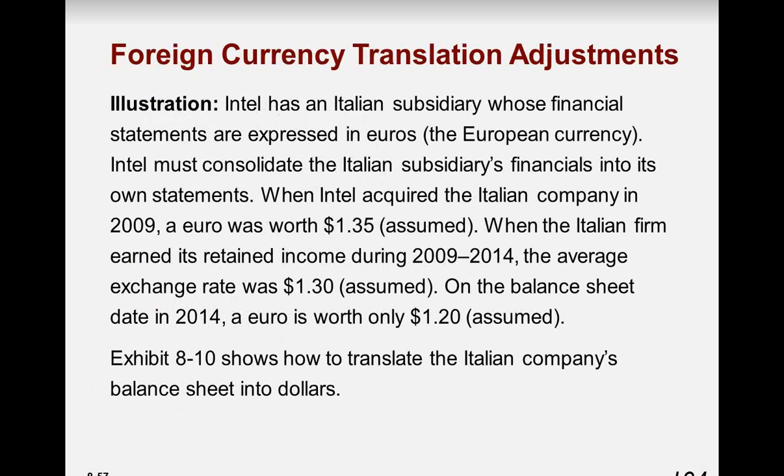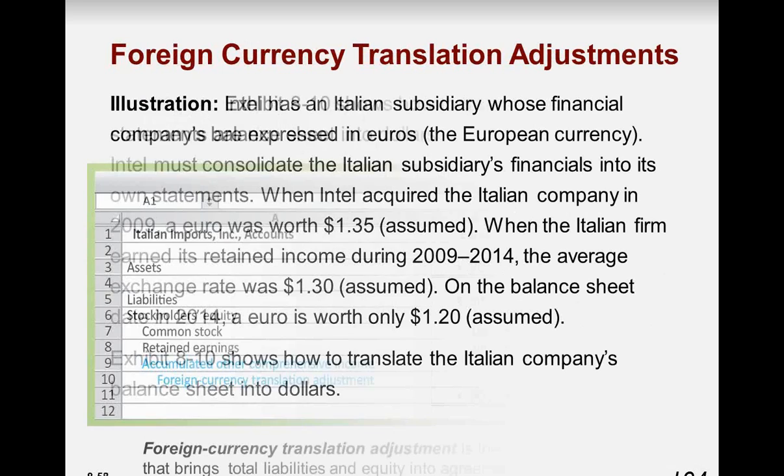So if Intel has an Italian subsidiary whose financial statements are expressed in euros, Intel must consolidate the Italian subsidiary financials into its own statements. When Intel acquired the Italian company in 2009, the euro was worth $1.35. When the Italian firm earned its retained income during 2009 through 2014, the average exchange rate was $1.30. On the balance sheet in 2014, a euro is worth only $1.20. This next slide shows how we would translate into dollars.